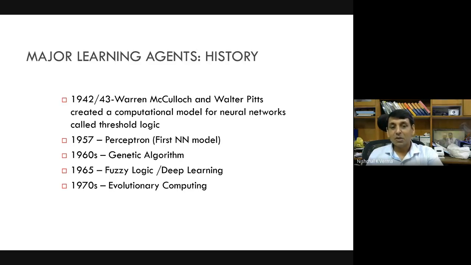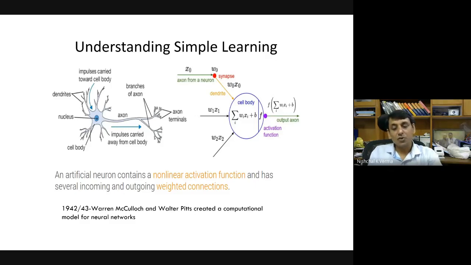Because here, in the 60s, in 65, Professor Lotfi Zadeh proposed the fuzzy logic concept, right? Similarly, Ivakhnenko and Lapa proposed deep learning. Although deep learning is popular now, the term deep learning was coined in 1965. So now you understand how old deep learning is. The deep learning network, with which deep learning was proposed, was done by Ivakhnenko and Lapa in 1965. Then in the 1970s, evolutionary computing came. Likewise, so many other strategies came.